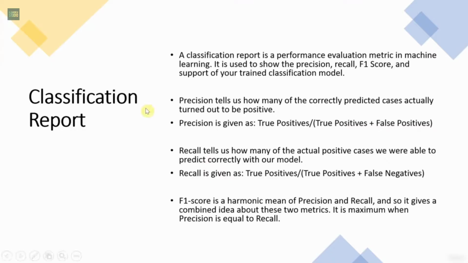Okay, and finally the F1 score. F1 score is a harmonic mean of precision and recall, and so it gives a combined idea about these two metrics. It is a maximum when precision is equal to recall. So this is all about the classification report, which is again an evaluation metric used to show the precision, recall, F1 score, and the support of your trained classification model.